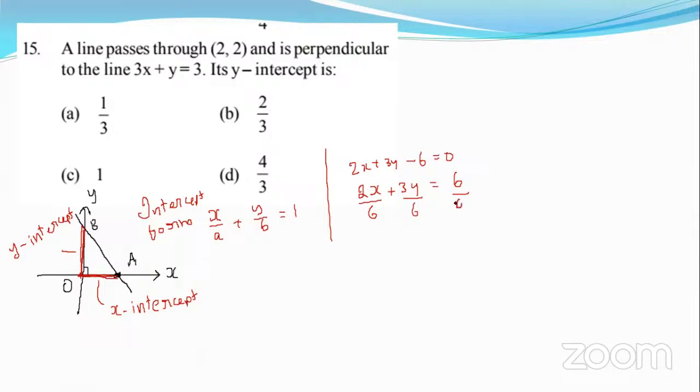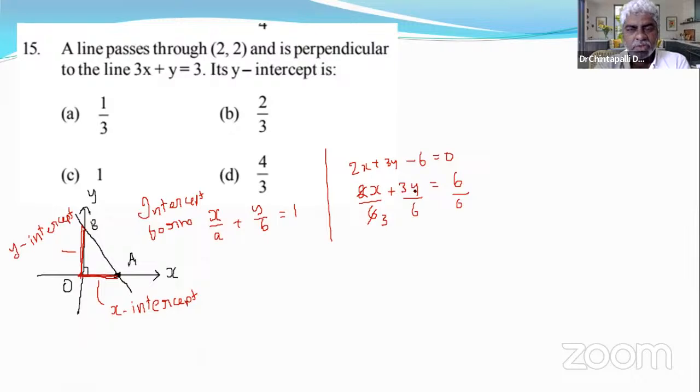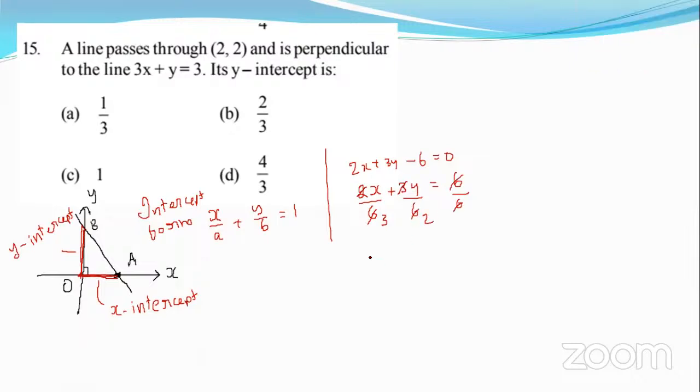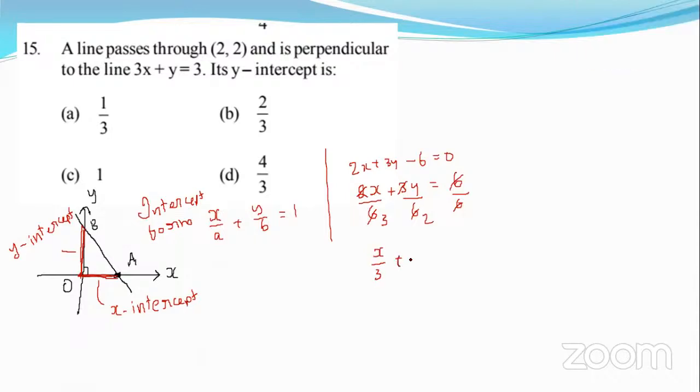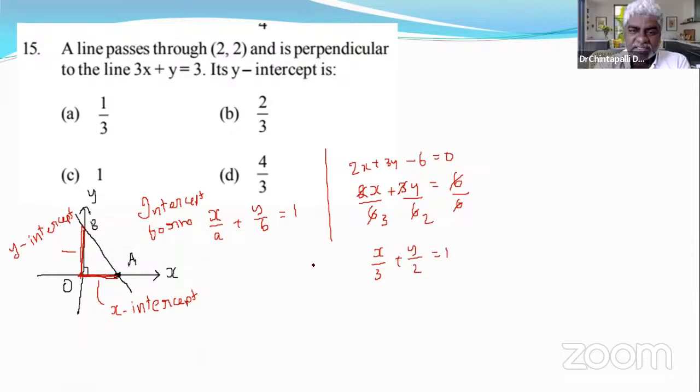Now 2 goes 3 times, 3 goes 2 times, and 6 cancels. It is x by 3 plus y by 2 is equal to 1. The intercept form of the given line is x by 3 plus y by 2 is equal to 1.